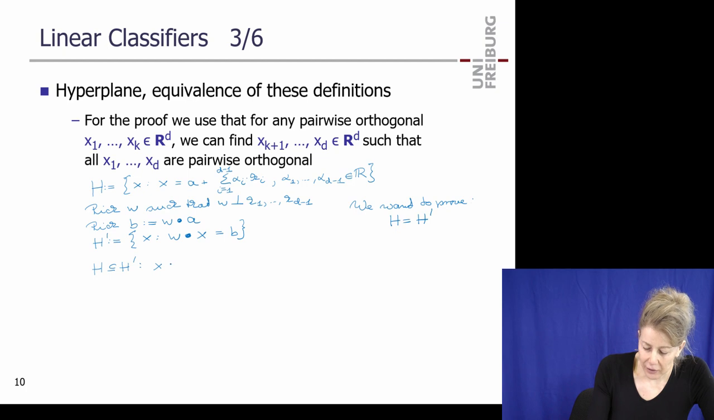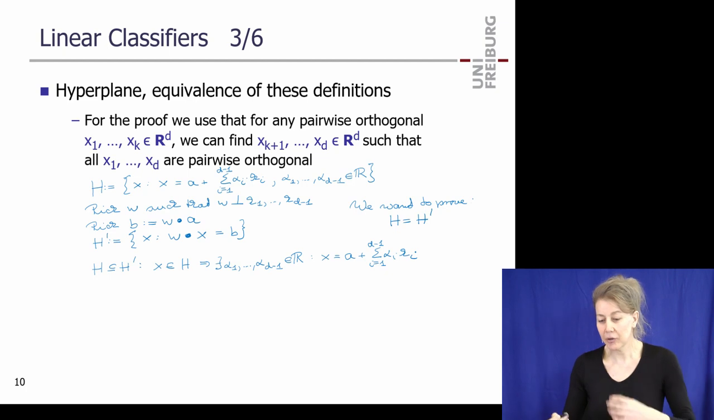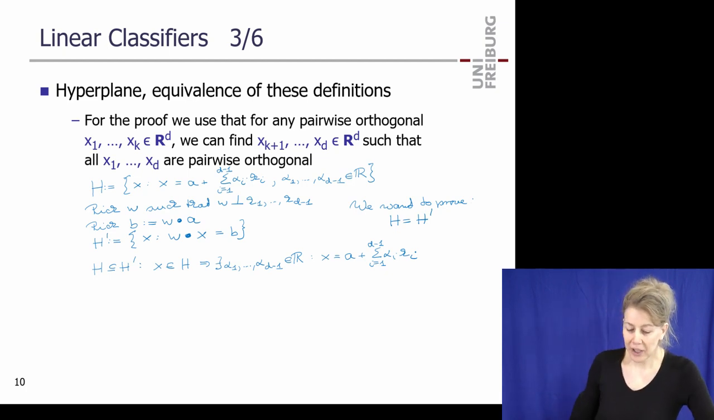So let's take an x from H, which means I can write x as, yeah, so there exist these alpha 1 to alpha d, and please pay attention that I don't make any mistakes or logical errors, such that x is a plus the sum from i=1 to d-1 of alpha i h i, and try to understand what it means. So I can write x as this linear combination and the anchor point.